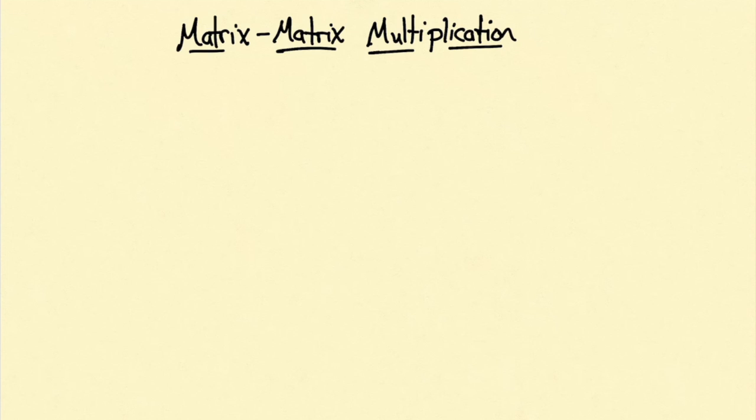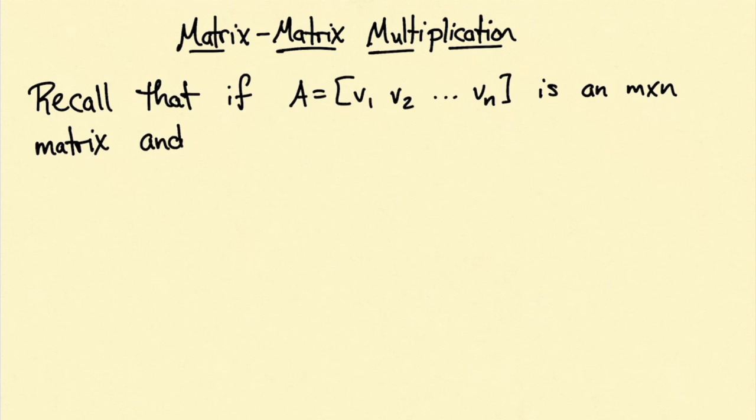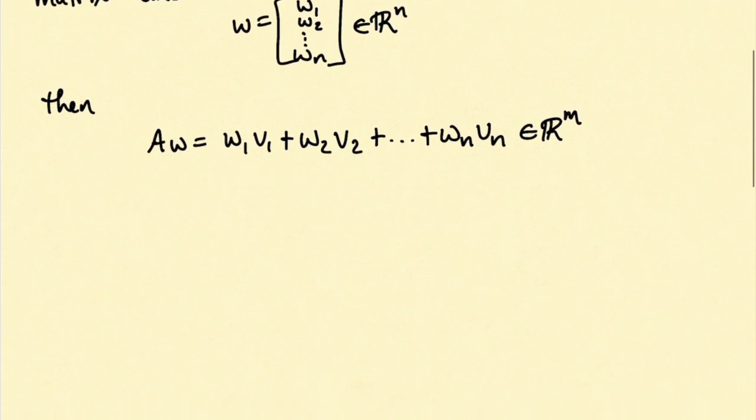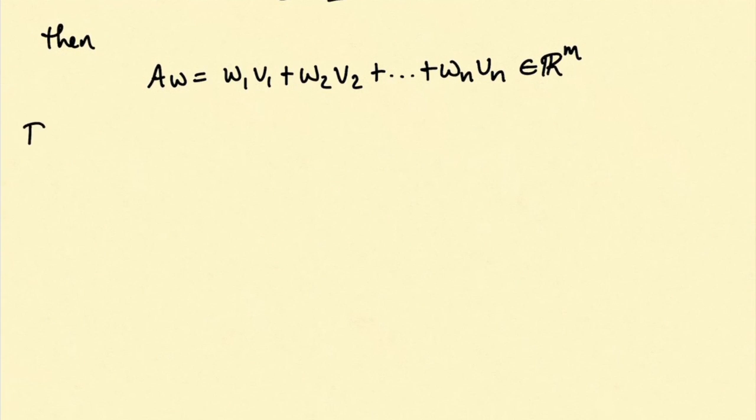So while we're thinking about operations involving matrices, we also want to consider the product of two matrices. This operation will be very important when we discuss matrix transformations. To make the definition, we first recall that we can multiply an m by n matrix, A, by an n-dimensional vector, V, and we get an m-dimensional vector, W1 V1 plus W2 V2 plus ... plus Wn Vn.